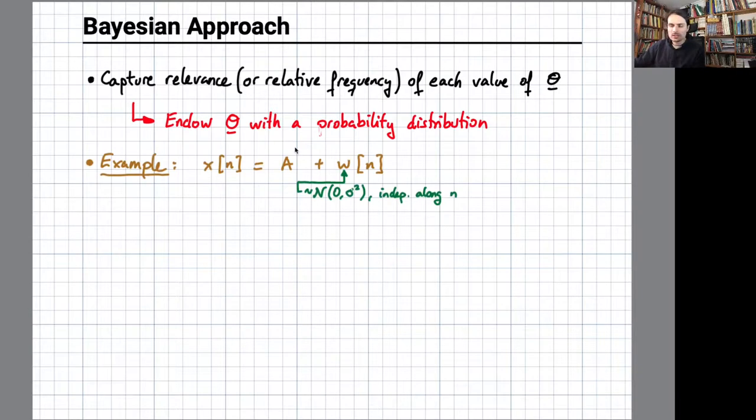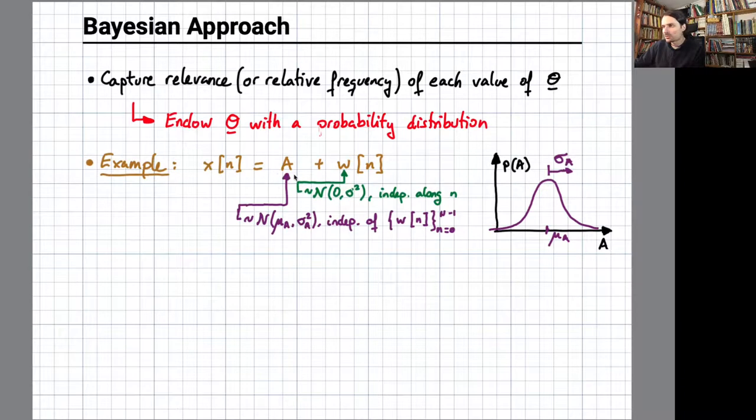To illustrate this, let's resort once more to the example of DC level estimation. And remember that so far we introduced assumptions of the kind that the noise was Gaussian distributed and independent along n perhaps, but we assumed that the DC level was itself a deterministic unknown quantity.